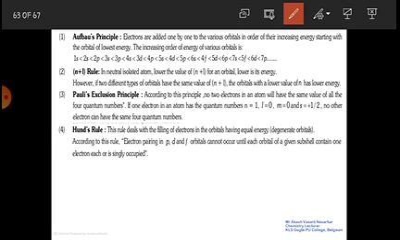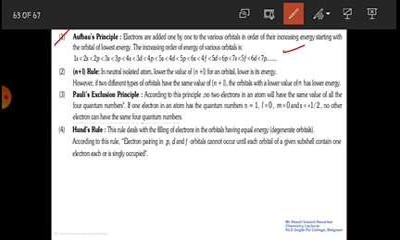The first one is the Aufbau principle. The first one is what? The Aufbau principle. This principle says that electrons are added one by one to the various orbitals in order of their increasing energy, starting with the orbital of lowest energy. The increasing order of energy of the various orbitals is like this. So, Aufbau principle क्या कहता है?